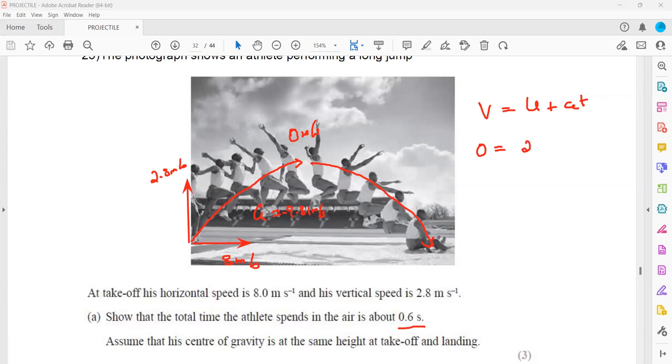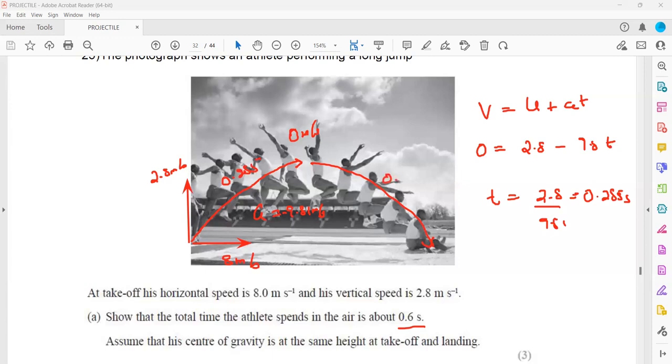So this will be 2.8. But because it will decelerate, so we'll write minus 9.81. When we simplify, this will be actually like minus 9.81 move other side. So plus 9.81 t and then divide. So t is equals to 2.8 divided by 9.81. When we divide them, this will give us about 0.285 seconds. That's the time it will take to reach the maximum height.